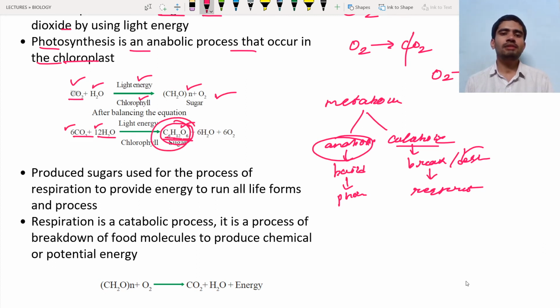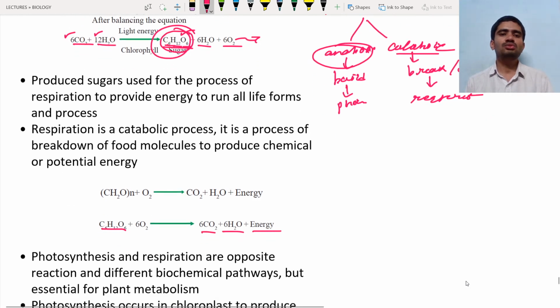Along with the sugar, we can see the production of water molecules and also oxygen. We know that this oxygen is released into the environment. Okay, so this is about photosynthesis. The produced sugars are used for the process of respiration to provide energy to run all the life forms and life processes.